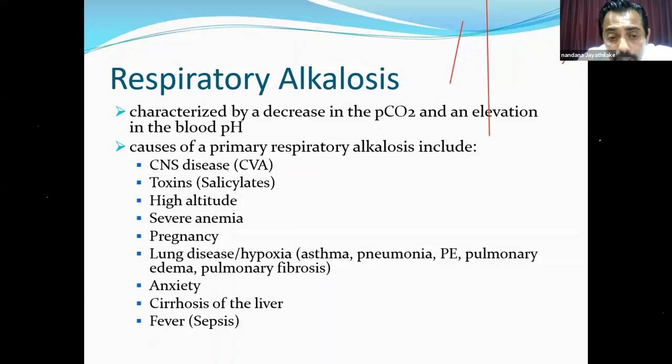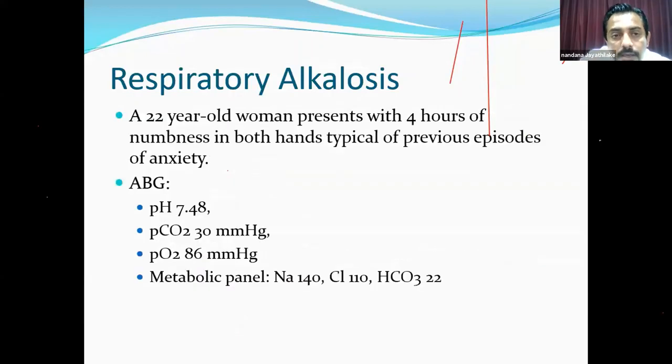And high altitude, severe anemia, pregnancy, and lung disease like hypoxia and asthma, especially the asthma patient comes with respiratory alkalosis, and pulmonary embolism, because the patient is hyperventilated, and anxiety and fever and sepsis. They do a lot of hyperventilation, so they have respiratory alkalosis.